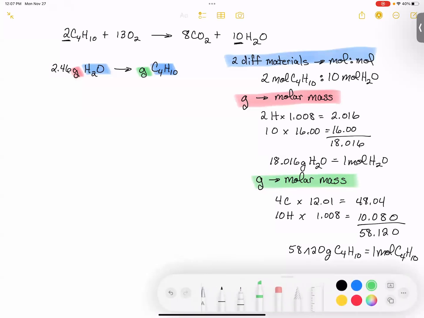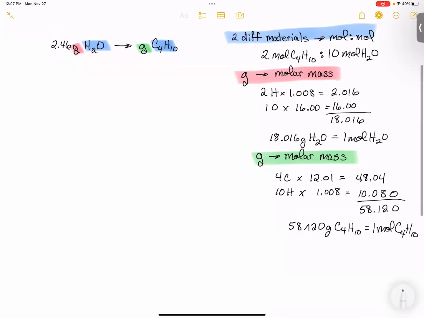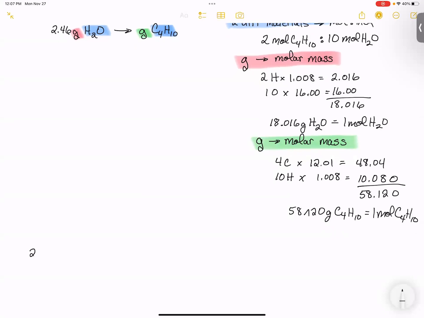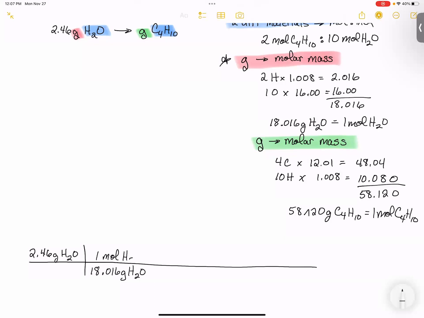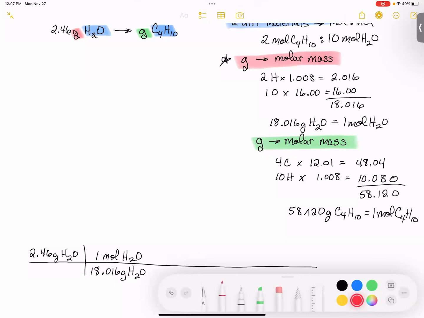Now that we have broken down what our possible conversion factors are, we're ready to key this in. So we start out with the 2.46 grams of water that we were given. The very first conversion factor needs grams of water, so that's going to be the second one we developed, where we had 18.016 grams of water is 1 mole of water. The 18.016 grams of water went into the denominator so that the unit and the substance would cancel, leaving me moles of water.